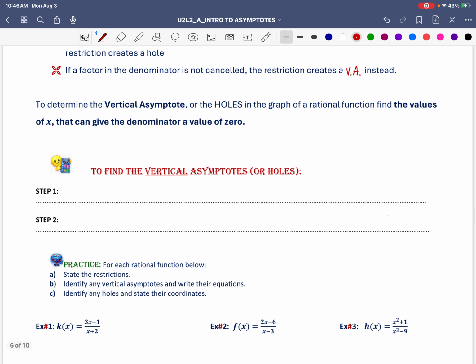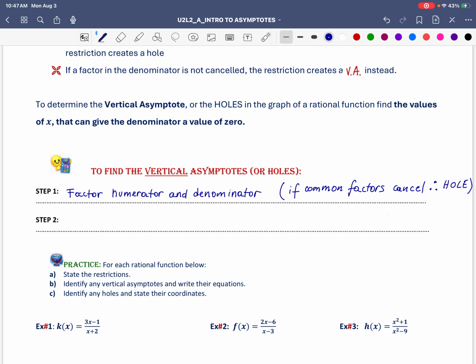So, to find vertical asymptotes or holes, we're going to follow these two very simple steps. First, we're going to factor both numerator and denominator. And the reason why is because we want to see if there is a possibility of canceling a common factor. And if there are common factors, there will be a hole on the graph.